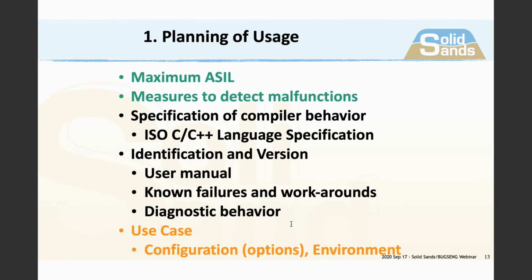You need to define the language specification, of course, against which you want to be compliant. You also have to write down which compiler you are using, where the user manual is, and what the known failures are that the supplier has provided. And the final thing is that you really define the use case. So how is that compiler used? What are the options that you're using with the compiler? What environment are you using it on? What target are you executing the code on? Those things.